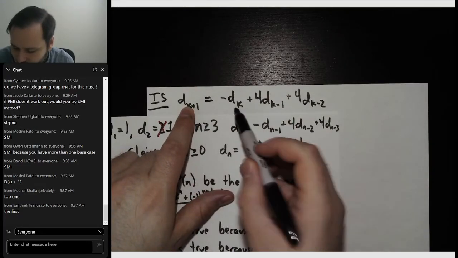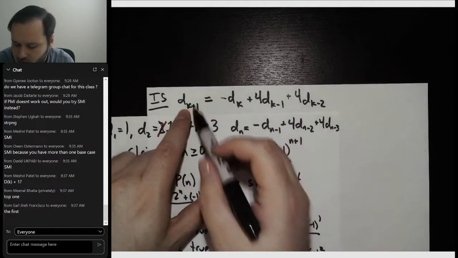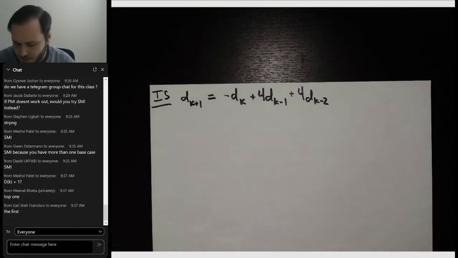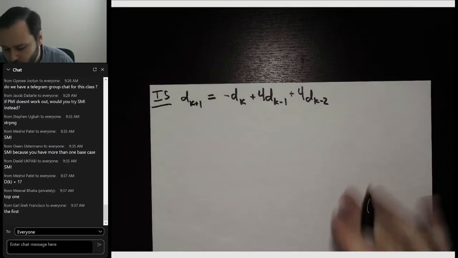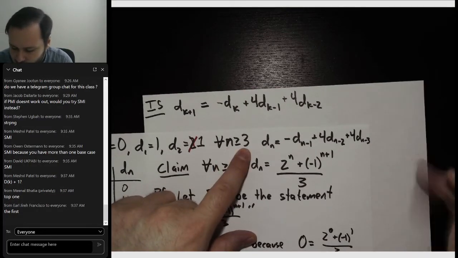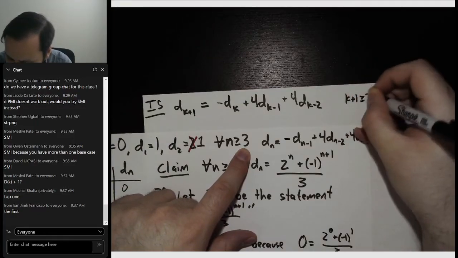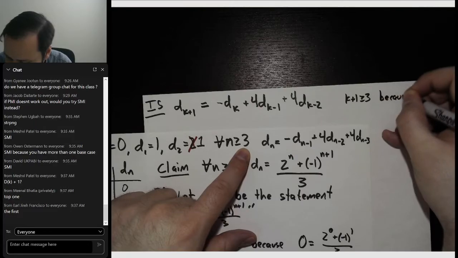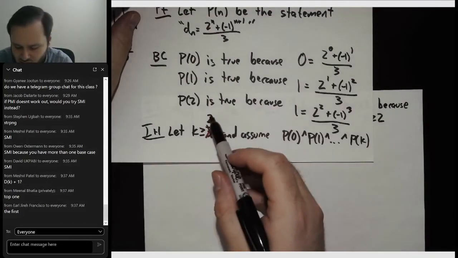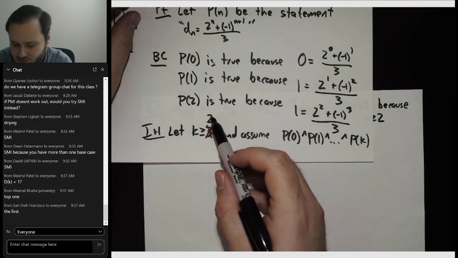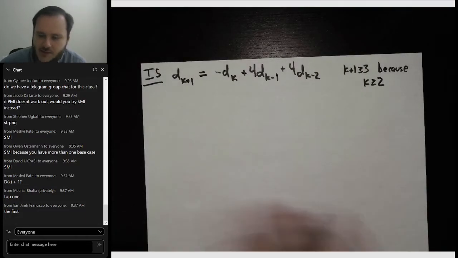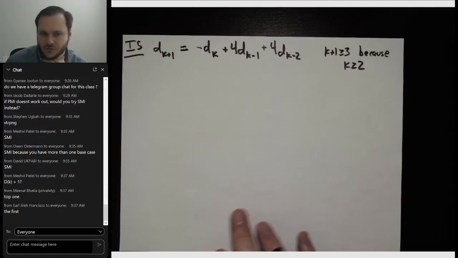k plus 1 minus 1 is k. k plus 1 minus 2 is k minus 1. k plus 1 minus 3 is k minus 2. Okay? And I can do this, by the way. This only works if the number you're plugging in is at least 3. k plus 1 is greater than or equal to 3 because k was greater than or equal to 2. Right? Here I assumed k was greater than or equal to 2. So I get that. Okay. Now what do I want to do next? How do I move forward from here?